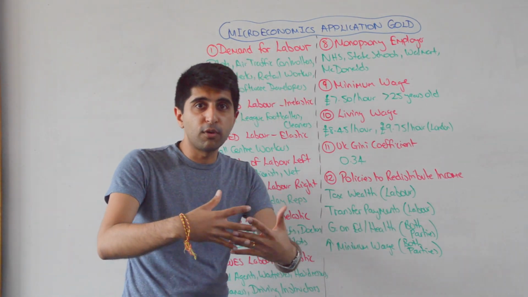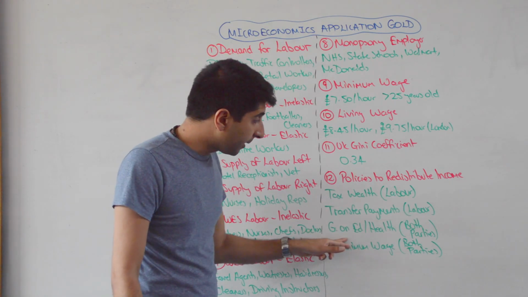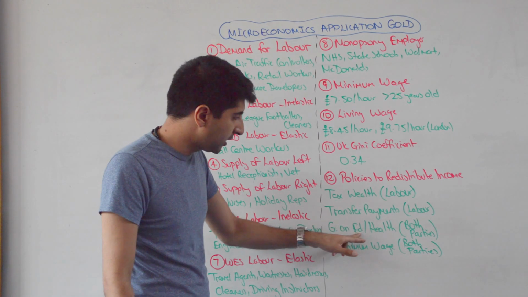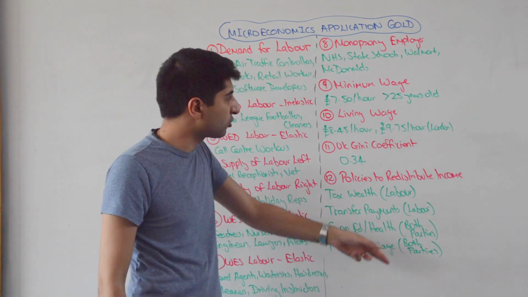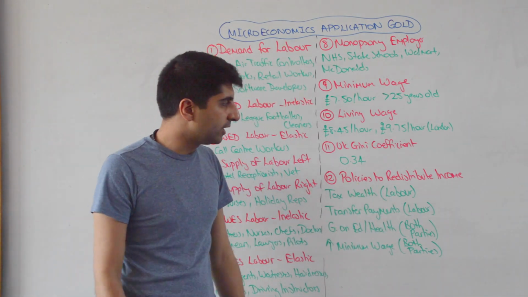Transfer payments, Labour want to reverse the welfare cuts that the Conservative Party pledged. Government spending on education and health, both parties are going to commit to spending more on education and health. Minimum wage, we've just said that both parties are planning to raise the minimum wage, try and equalise it with the living wage. So good to have knowledge of policies to redistribute income there.